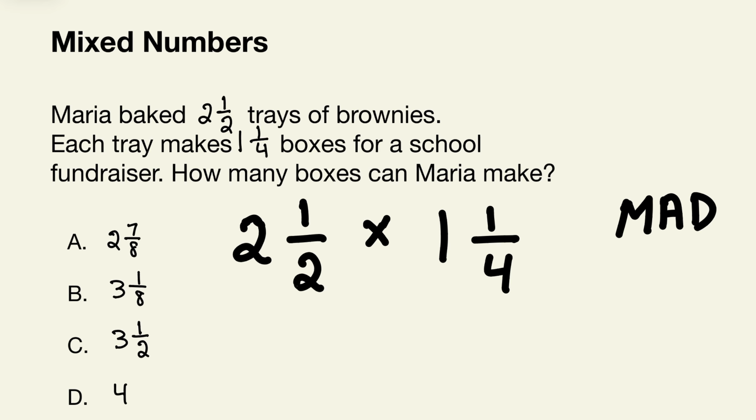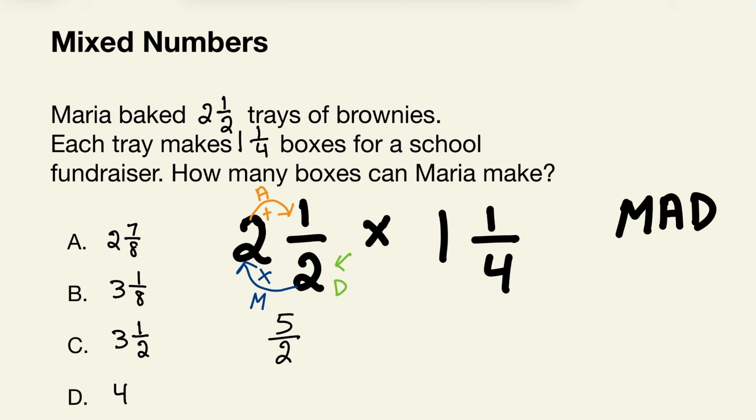So we have this first mixed number, 2 1/2, and we're going to use M.A.D. That means we have this denominator of 2 being multiplied to this whole number of 2. So this is your M for multiply. 2 times 2 is 4. So we're going to take that product of 4 and we're going to add it to the numerator of 1. So this is your A for add. And 4 plus 1 equals 5. And then you keep that denominator of 2. So 2 1/2 becomes 5/2.